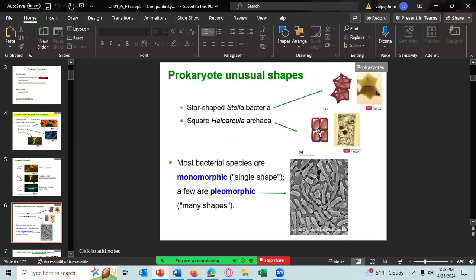So some bacteria can have unusual shapes, but most of them are either a coccus, a bacillus, or a spiral, or some variation of that. Most bacteria species are monomorphic, meaning they have a single shape. Like the Stella, all of them have star-like shapes. The Haloarcula, all of them are rectangles. But some bacteria have many different shapes, and these we call pleomorphic. Here's a pleomorphic bacteria, which takes on many different shapes. One species. Any question about any of that?